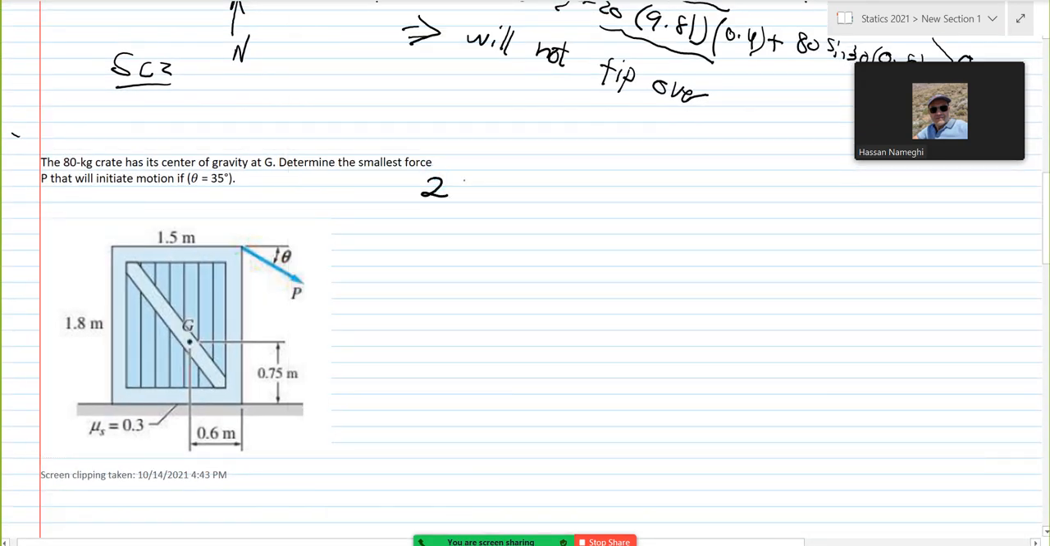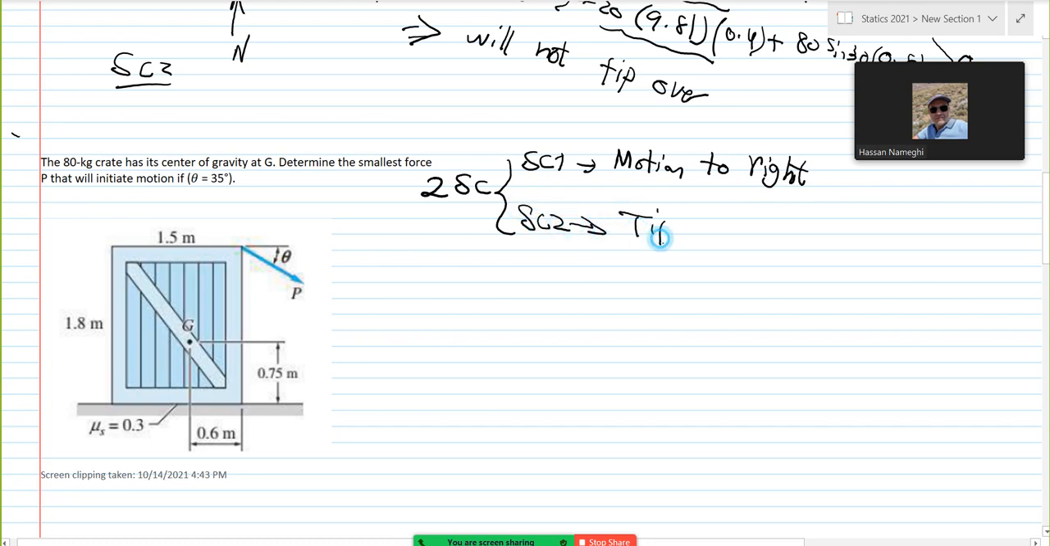So, two scenarios. Scenario 1: if there is a motion, it will be on what side? Motion to the left or to the right, based on the force that I apply. Right, exactly. Scenario 2 will be the scenario of tip over. I'm going to tip over about the point here. About that point, I will start working to see what the forces are doing. So I have a force P. This is 35 degrees.